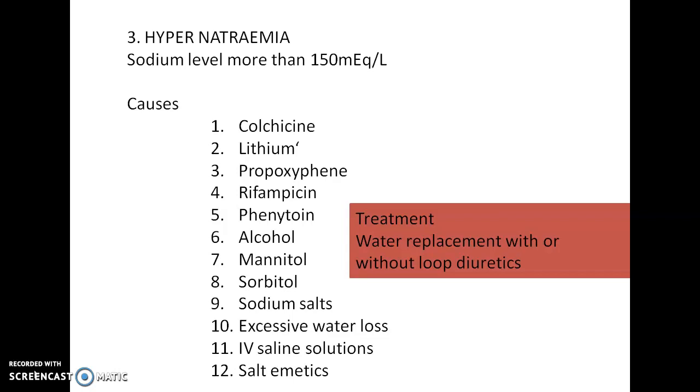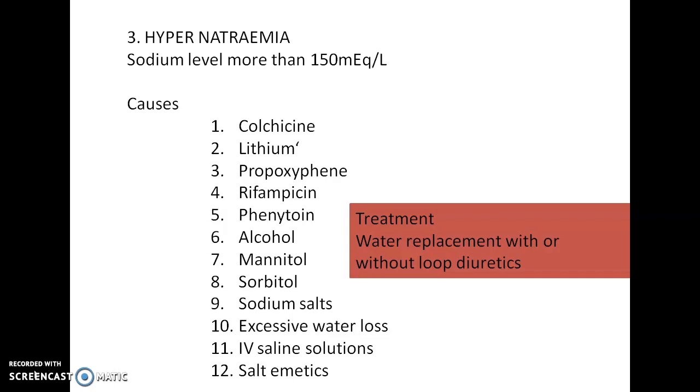Then coming to the second electrolyte, sodium. Sodium is necessary for the body to maintain fluid balance, and it is critical for normal body function. It also helps to regulate nerve functions and muscle contraction. A severe increase in the level of sodium can cause the condition called hypernatremia, where the sodium level is more than 150 milliequivalent per liter.